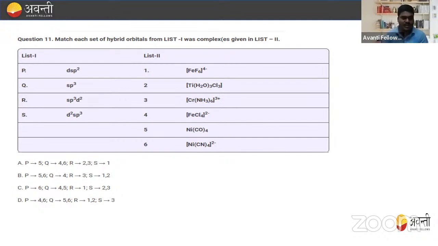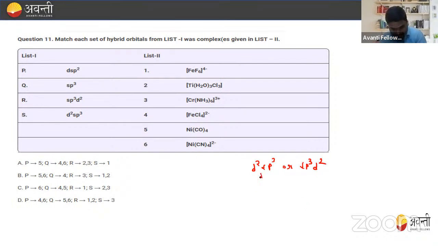For example, in dsp2, we have sp2, right? So in list 1, we have P, Q, R, S, and in list 2, we have the complexes. So you have to just match the following with the correct one. Okay. So we know that [FeF6]4-, they're having a shape either d2sp3 or sp3d2, because in octahedral we have only two possibilities, d2sp3 or sp3d2. For this you have to identify the ligand.